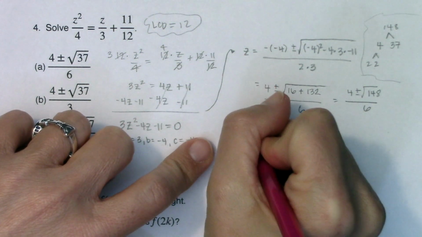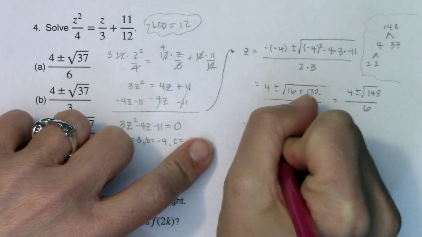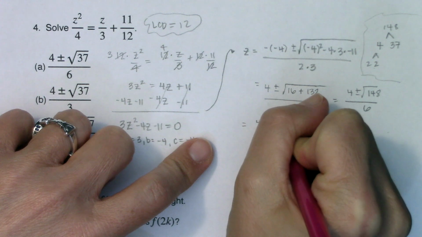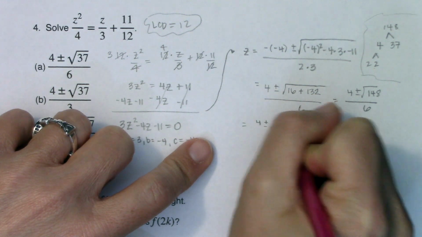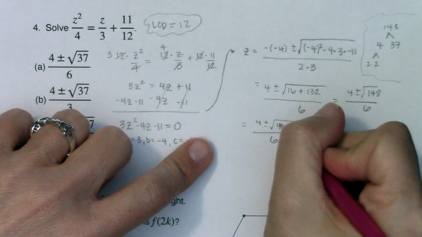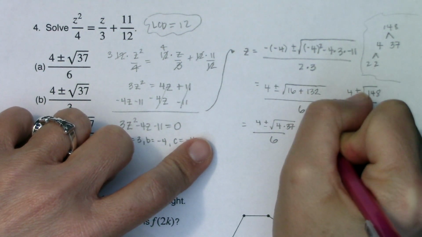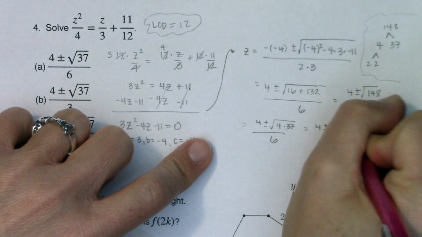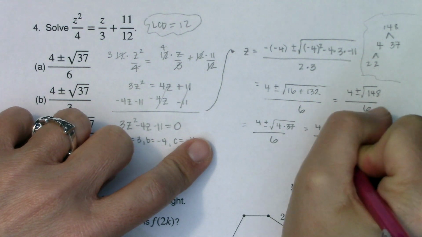So when I go to simplify this radical, I'm going to have 4 plus or minus the square root. It looks like I've got 4 times 37 under here, over 6. The 4, we can take that square root, right? We can move that out as a 2. So this will be 4 plus or minus 2 root 37 over 6.